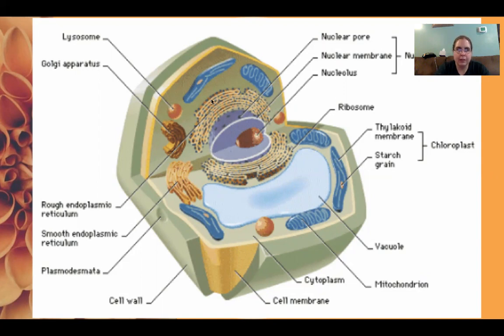We have the rough ER covered in ribosomes. Here's the smooth ER. Here's the Golgi. We have lysosomes. We have a big vacuole. We have the mitochondria, and we have the chloroplasts. Those are all the ones we've been talking about. Yep, for this one picture, yes.